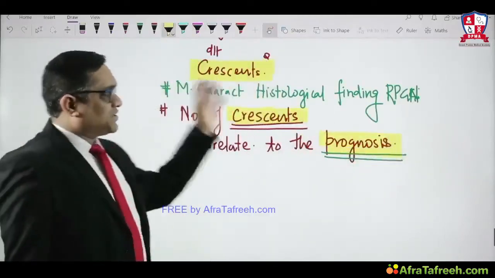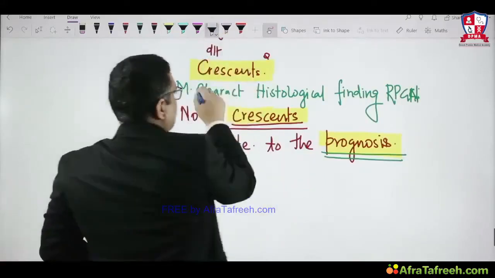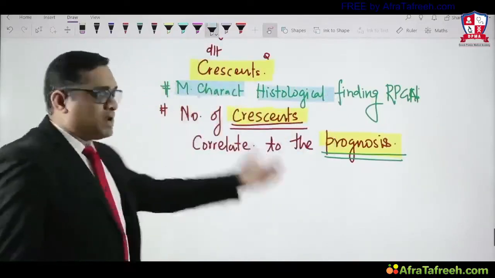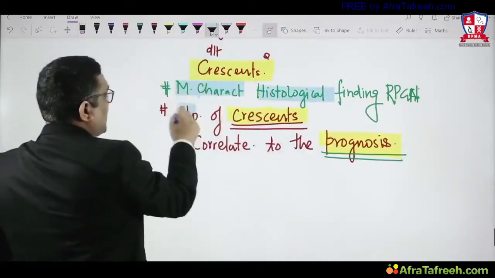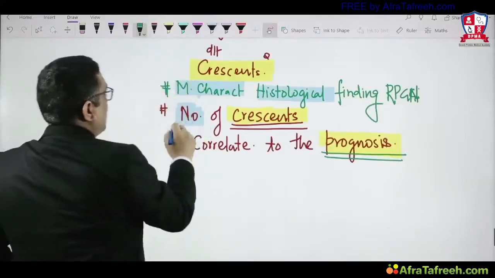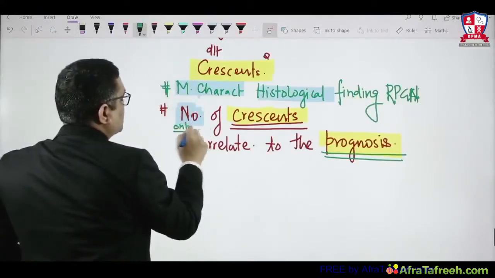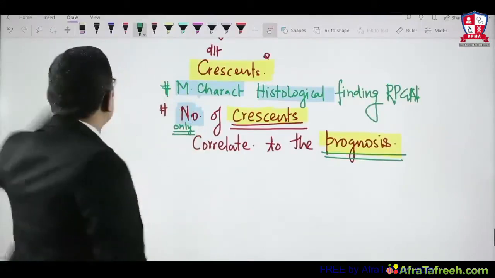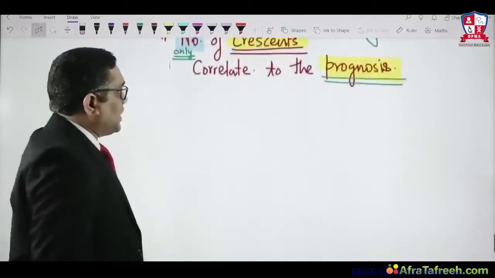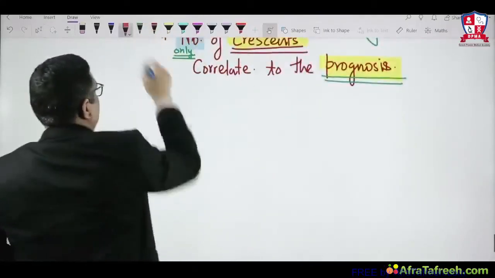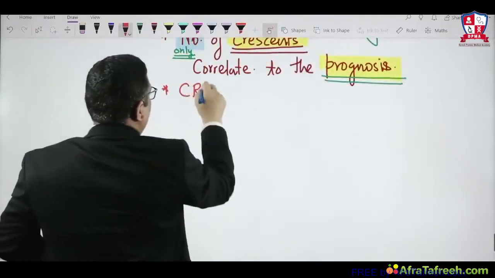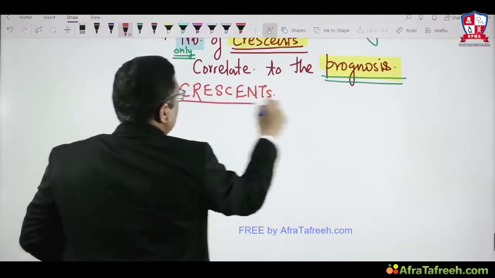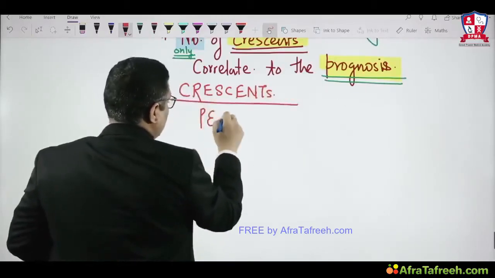So the most characteristic histological finding is the crescent, and the number will correlate to the prognosis. Only the number will correlate to the prognosis, nothing else. No size, no shape. Now coming to another important thing, which was a question in the All India exam recently: what are crescents made up of? The answer was, crescents are made up of parietal epithelial cells.